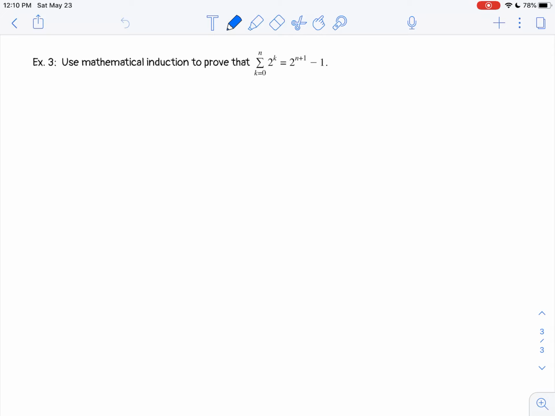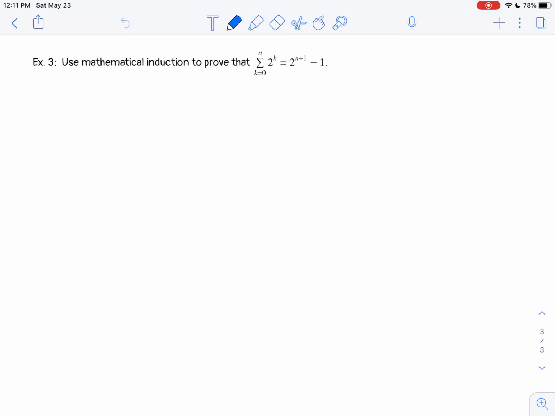Hi folks, welcome back to 9.4 Mathematical Induction. In this video, we're going to take a look at one last example on mathematical induction. Specifically, we're going to use induction to prove that the sum from k equals 0 to n of 2 to the k equals 2 to the n plus 1 minus 1.